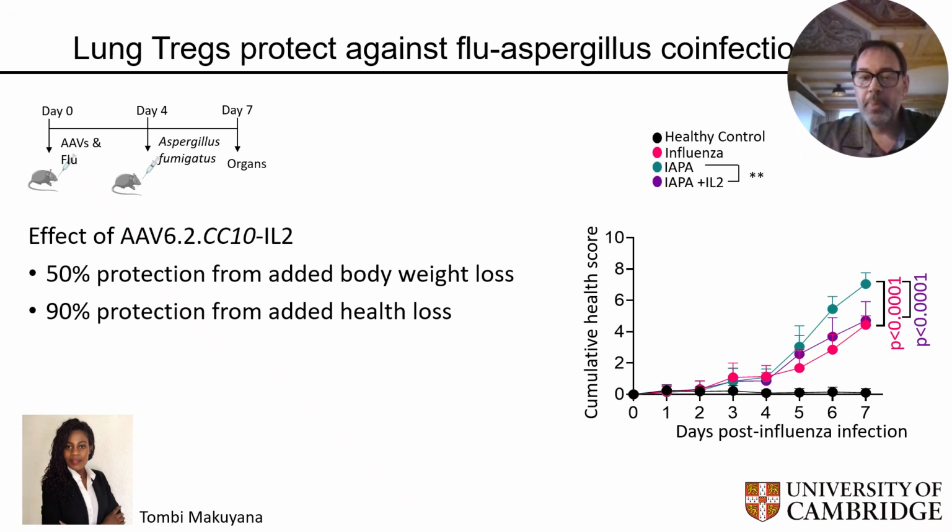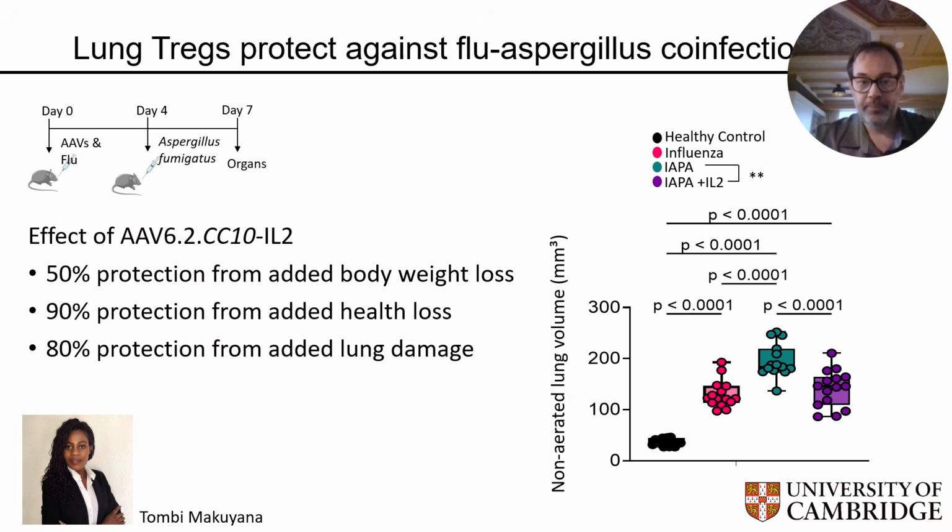We can also measure the health loss looking at the cumulative health impact score. So again, mice with influenza get sick, but mice with the co-infection have a much higher health impact score. And if we are giving the mice the co-infection and we're boosting the regulatory T cell number, we protect about 90% of our added health loss. So we turn a really lethal infection into a regular flu infection.